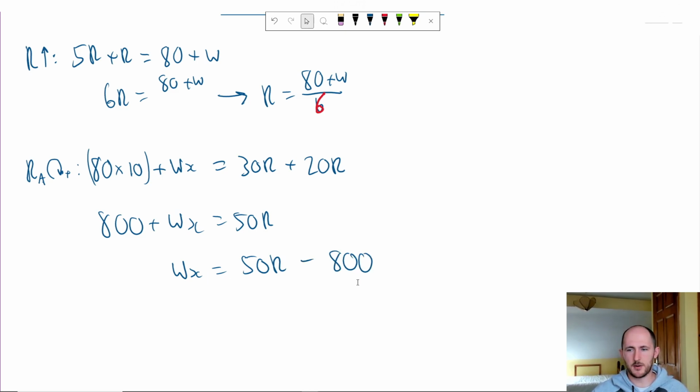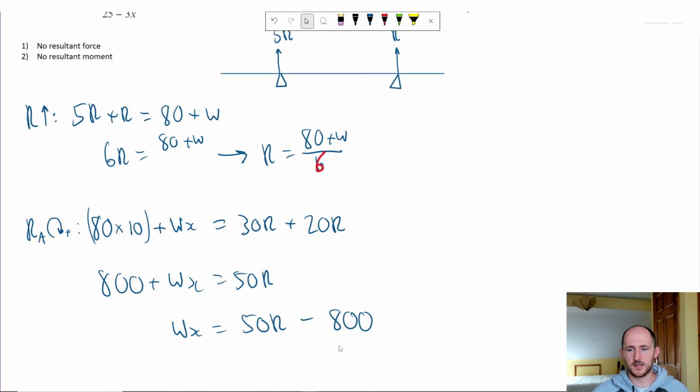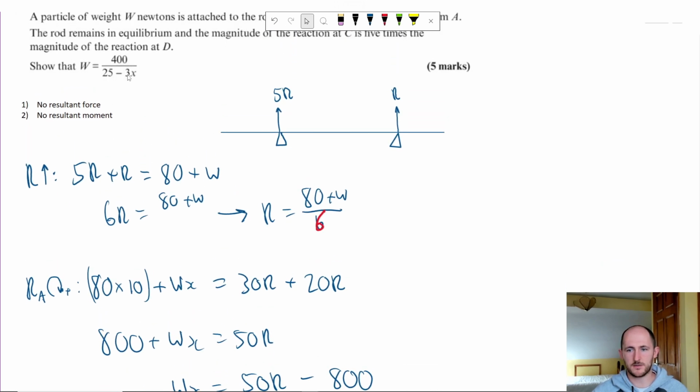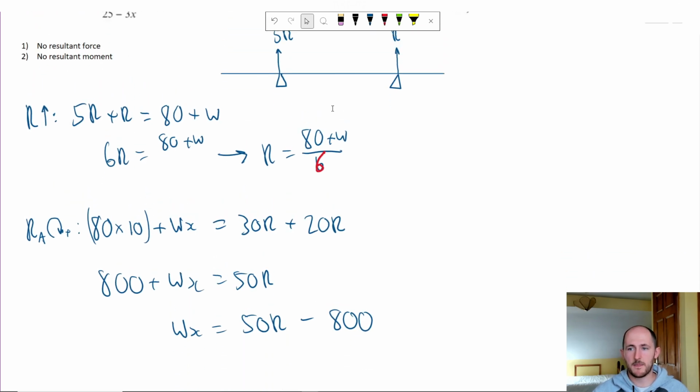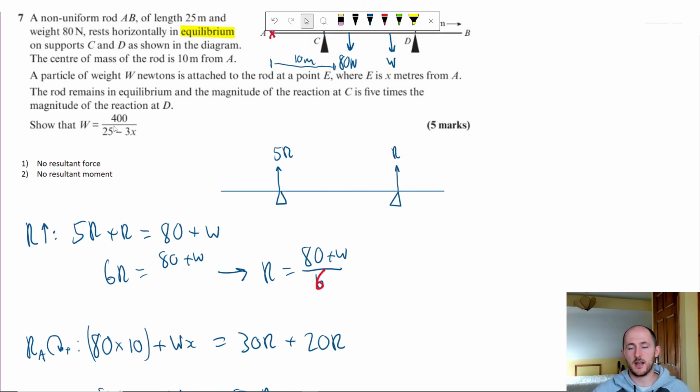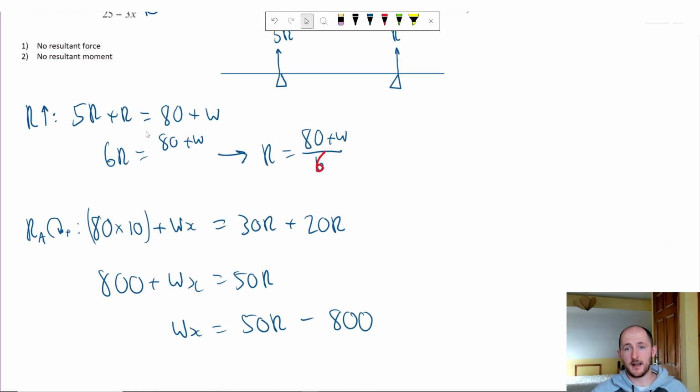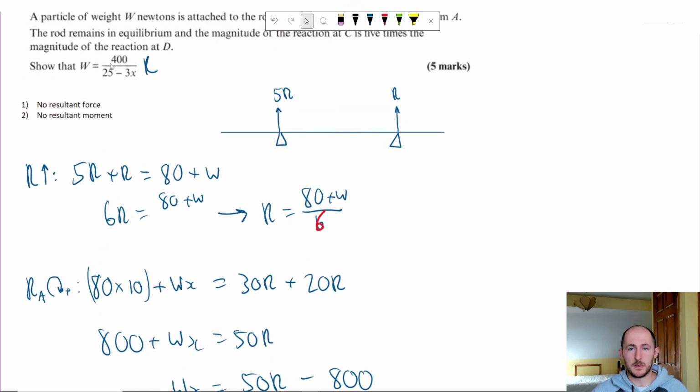I can see that if I divide both sides by X, my answer doesn't look quite correct because we have 25 minus 3X there. So what I'm going to do instead is substitute in for R 80 plus W over 6. Why? Because in my answer, there is no R present. So I know I have to eliminate R. But there is a W in my answer.